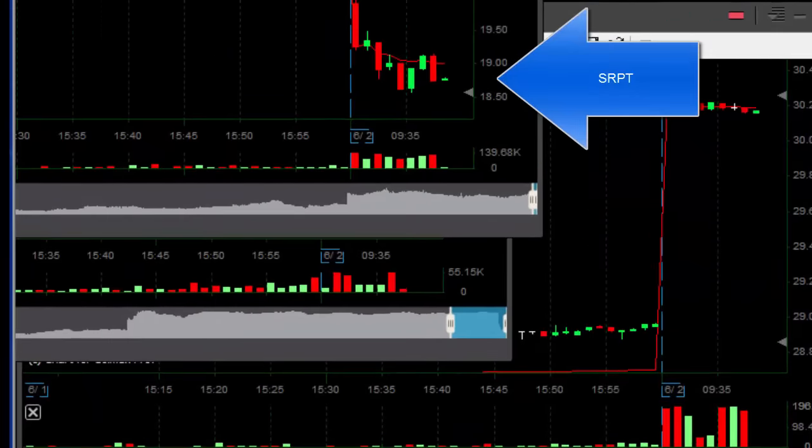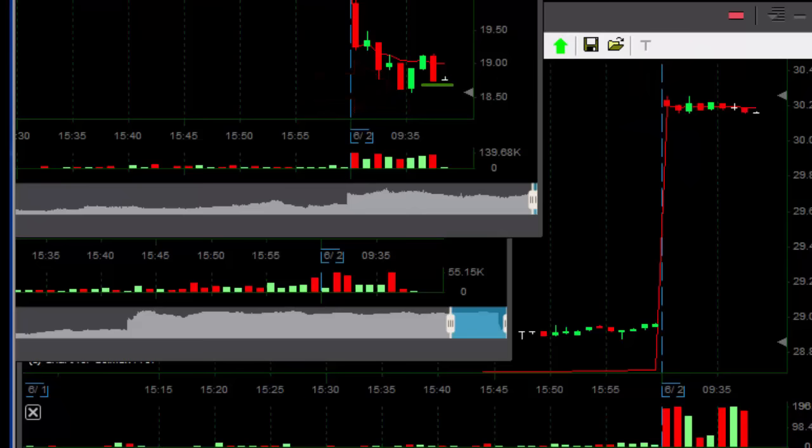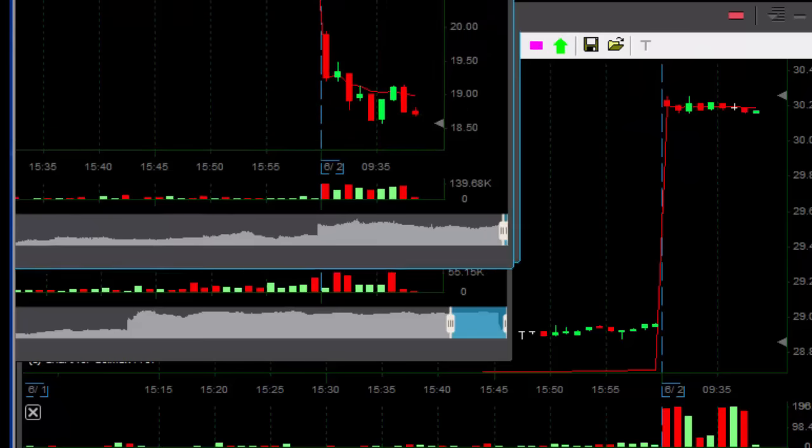SRPT, that's a very, very nice reversal point over here. I watched it going down earlier. It's down 13%, but I didn't take that trade. Okay, I'm shorting now.